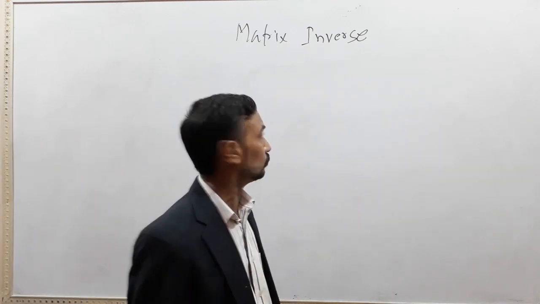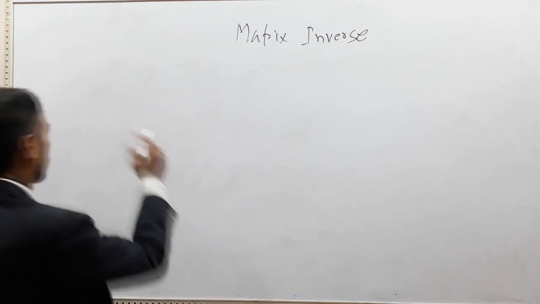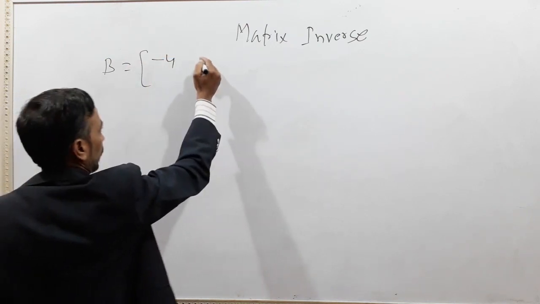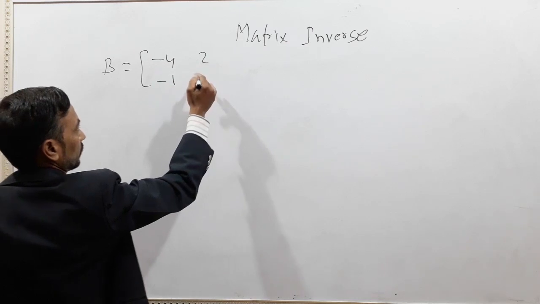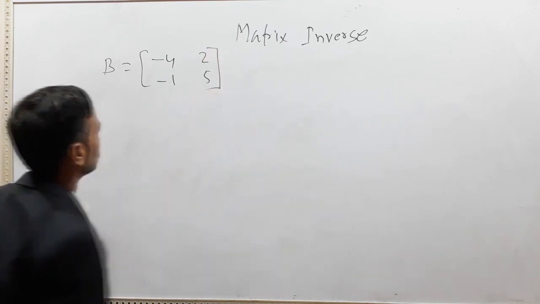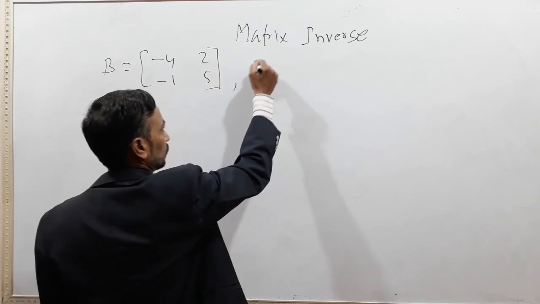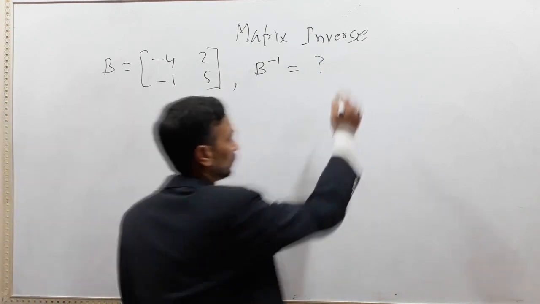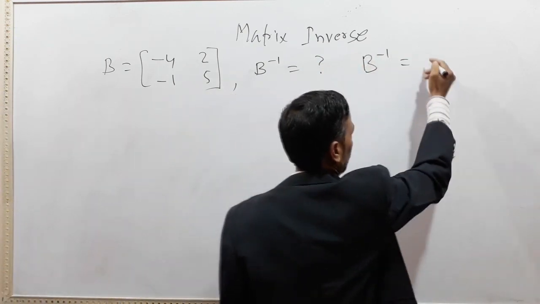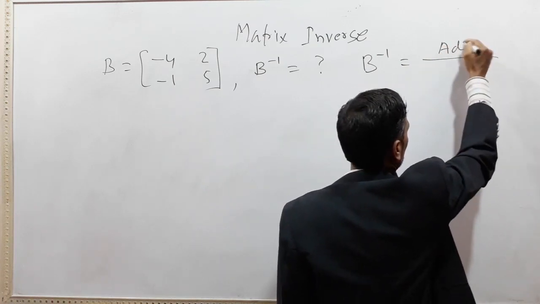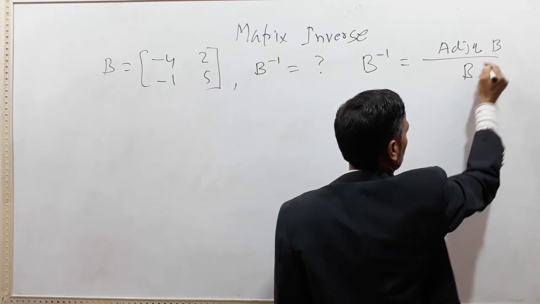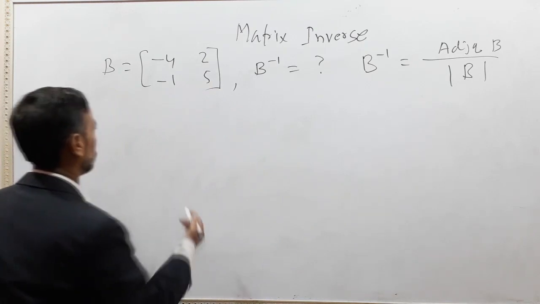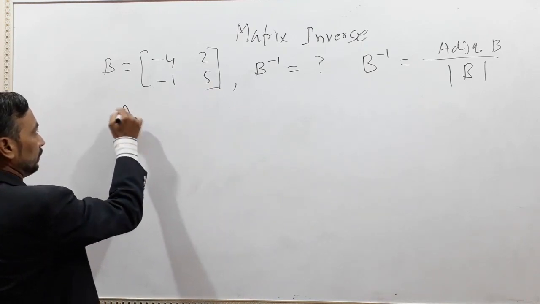Let's do one more question of inverse. Suppose there is a matrix B: minus 4 and 2, minus 1 and 5. We are going to find the inverse of B. Simple formula for inverse: we need the adjoint of B and we need the determinant of B.